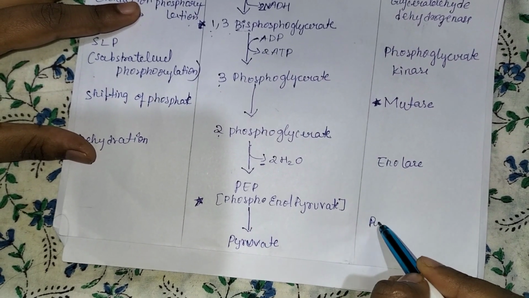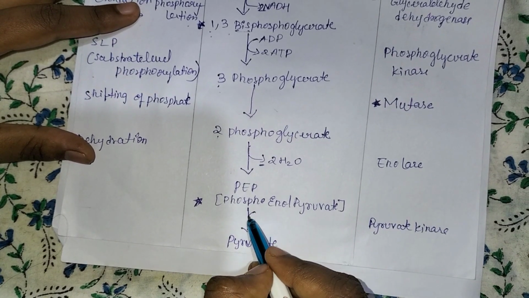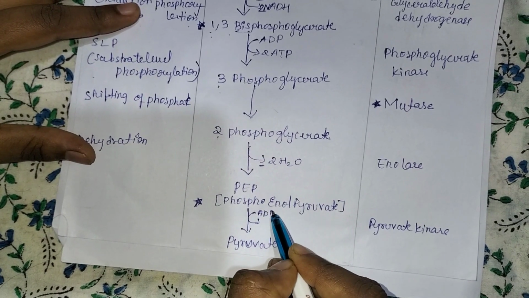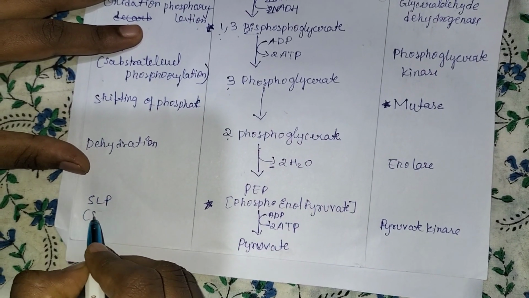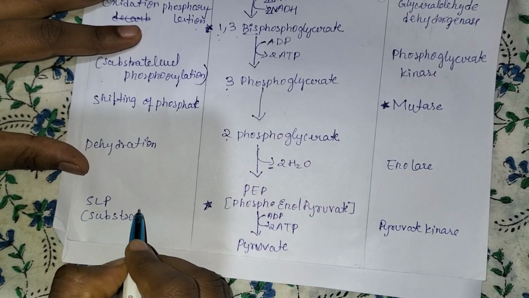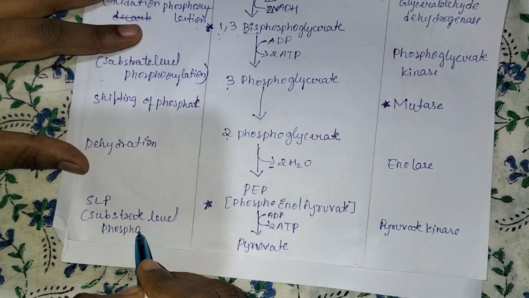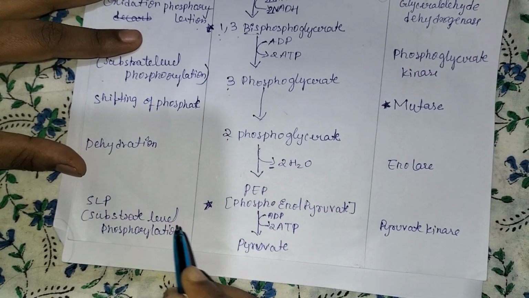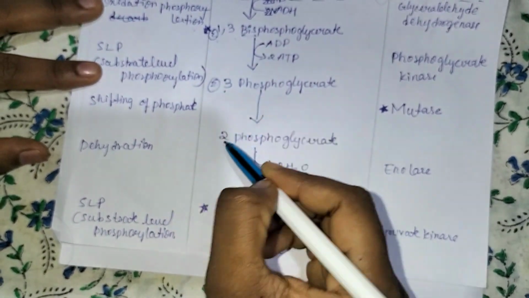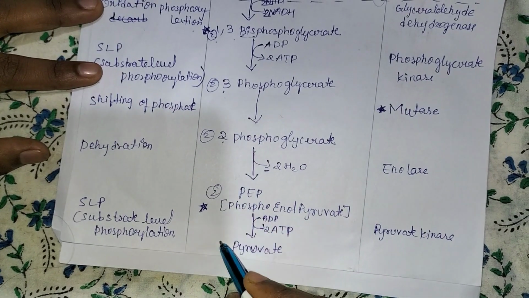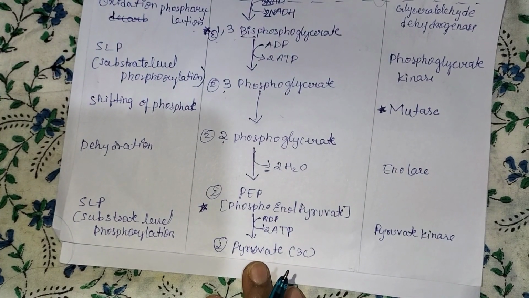So the enzyme involved here is pyruvate kinase, and it is an important step because here again there is production of 2 molecules of ATP, and this step is called SLP, substrate level phosphorylation. Okay friends, and remember here we are getting 2 molecules of everything, and finally we will get 2 molecules of 3 carbon pyruvate.